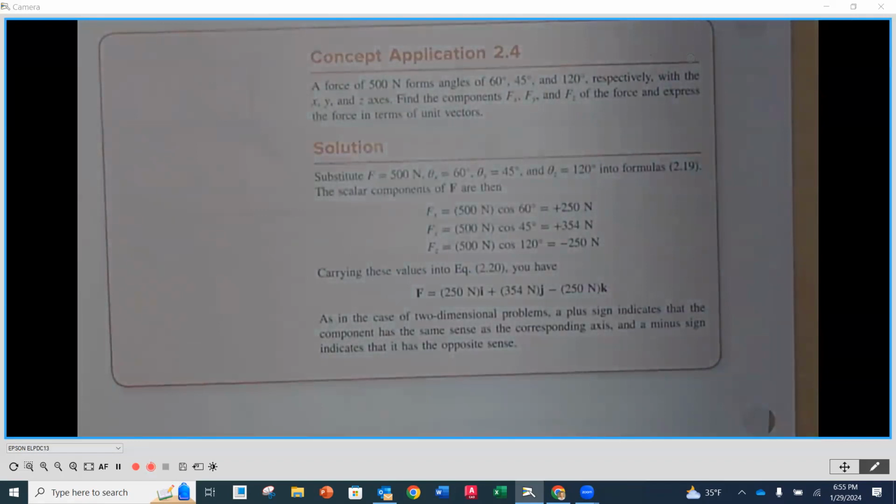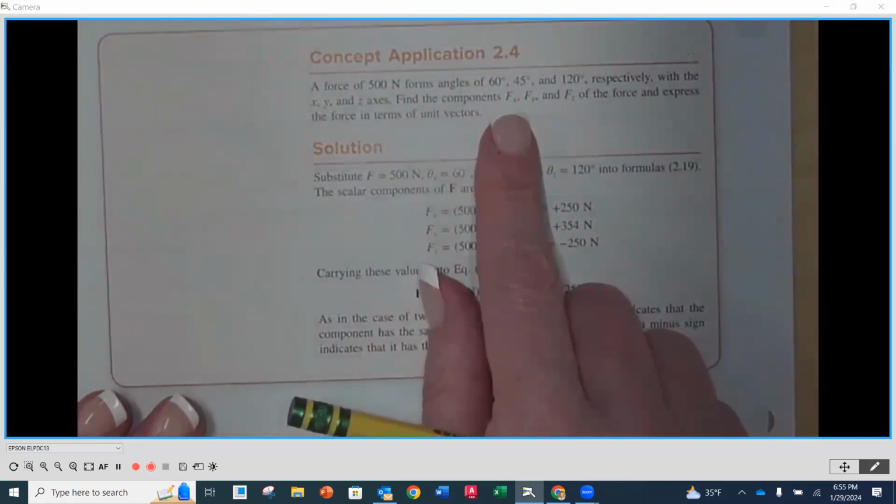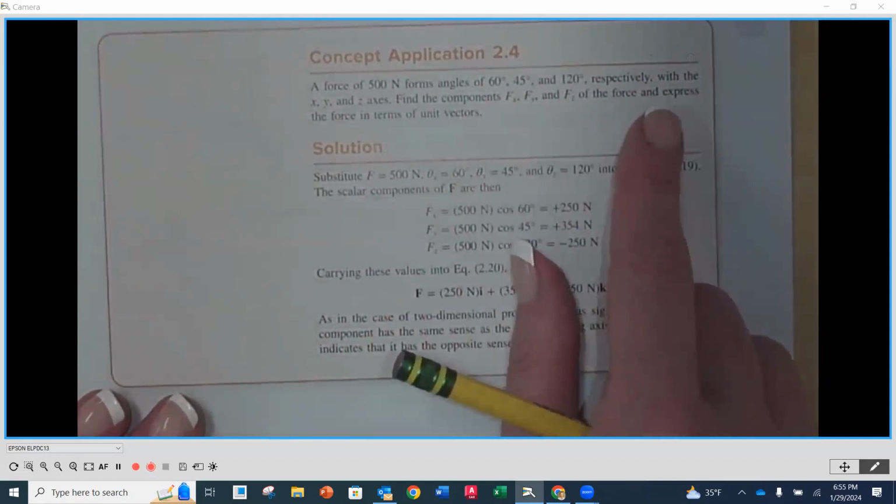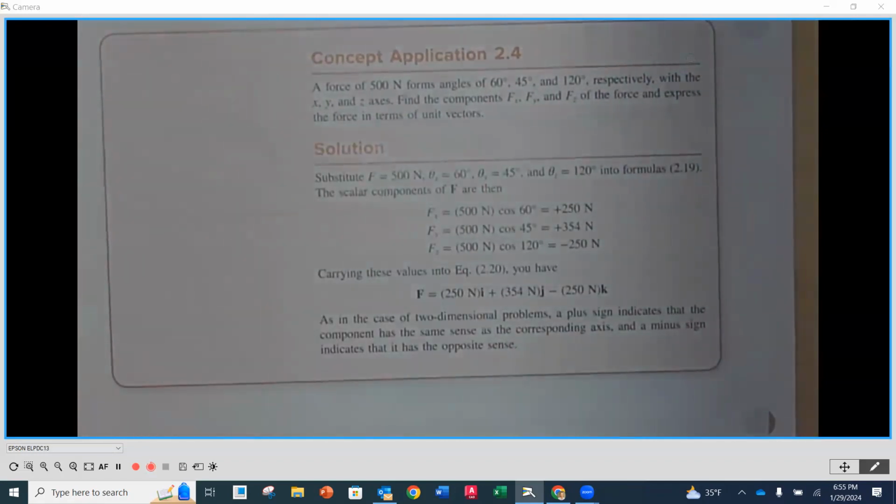My theta Y is going to be the 45, and my theta Z is going to be the 120. They want us to find the components Fx, Fy, and Fz of that force and express it in terms of the unit vector, so then putting the i, the j, and the k, or I like doing just the little symbol above, just showing that it's an actual vector instead. So let's work through this example together.